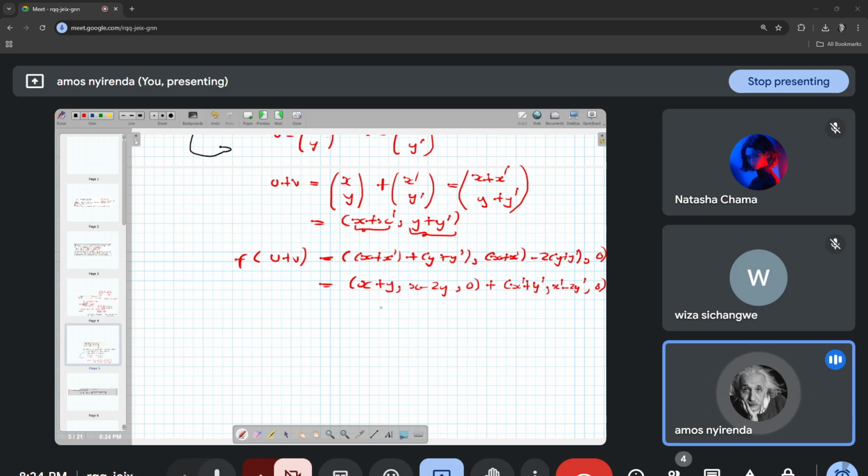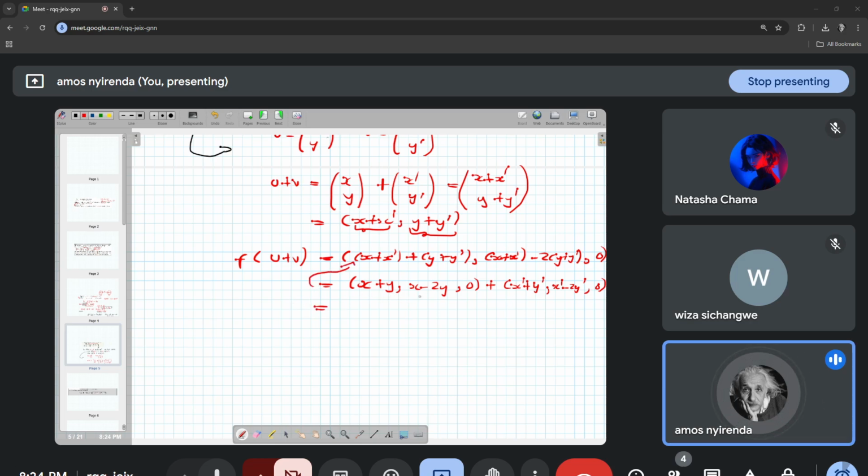So what I've done here is I've separated the components of u. I've put the components of u on one side, and then the components of v, I've put them on the other side. And then if I perform the sum between the corresponding components of u and v, I'll get back the result that I have here.